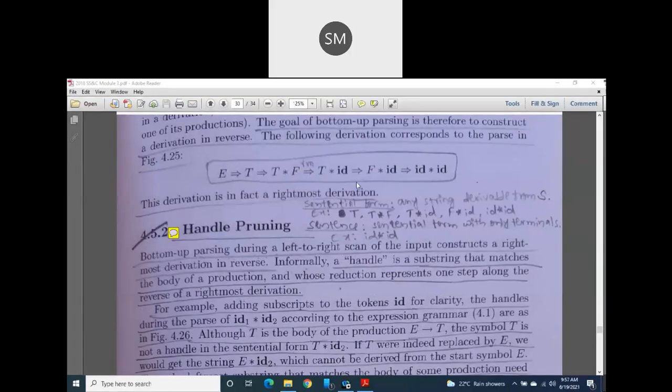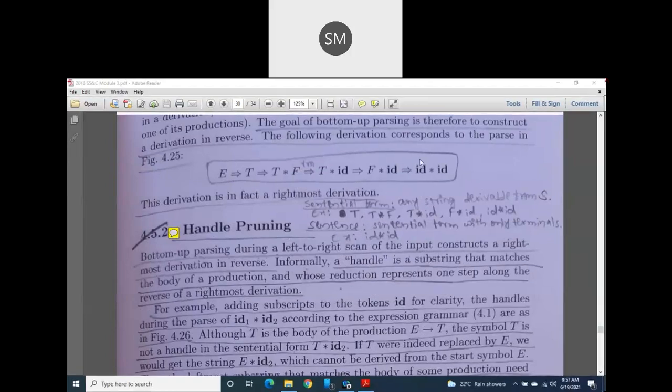That only is called handle pruning, because here your input is id star id. What are you doing here? You are reducing id to f. Id is a substring, so the first condition is satisfied, and that id is reduced to f, that is a production. So you can call this id a handle.